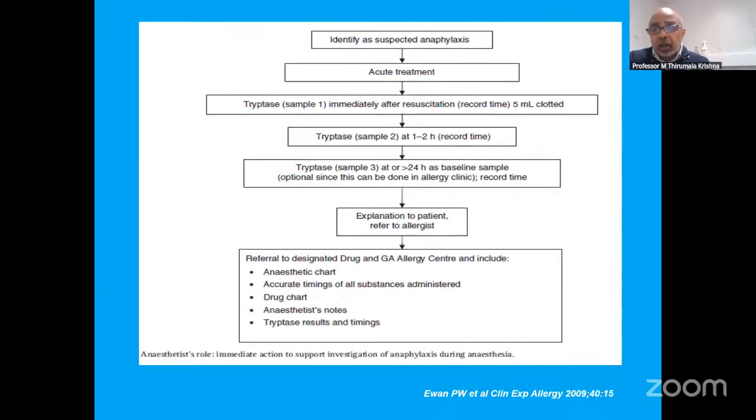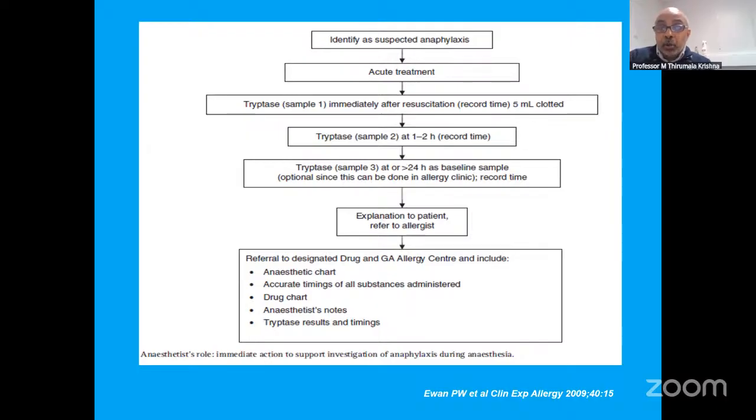So what is the pathway? It goes without saying that the anesthetist is present with the patient. They have to identify a patient with suspected anaphylaxis and intervene early. They give the acute treatment, adrenaline immediately, fluid management and all that, which we are not going to go into in detail. But then once the patient is stabilized, take the first tryptase sample, and then within 1 to 2 hours, take the second tryptase sample, and then 24 hours or later, take the third tryptase sample to see if there's a dynamic increase in the tryptase level, as I showed you in the first couple of cases.